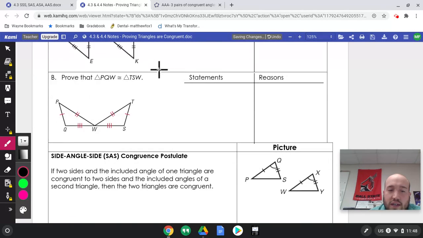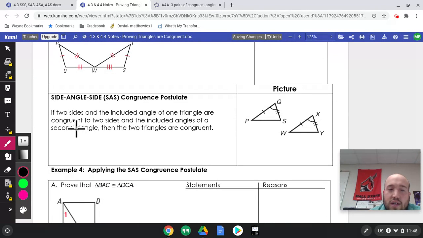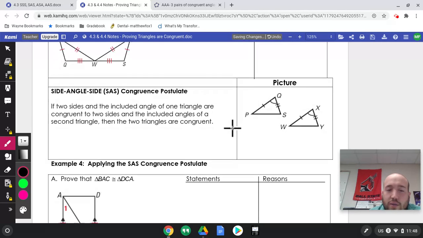Now our next type: side, angle, side. If 2 sides and the included angle are congruent, and what I mean by that is, do you see how this is side, angle, side? You're always going to trace around your triangle and go in order. So side, angle, side. If that is the case, then these also have to be congruent.